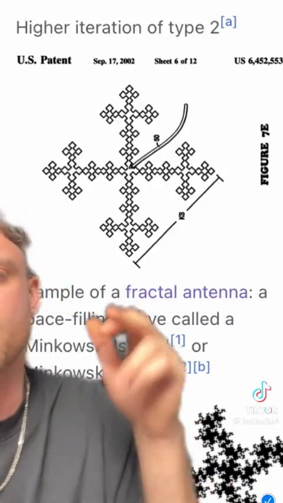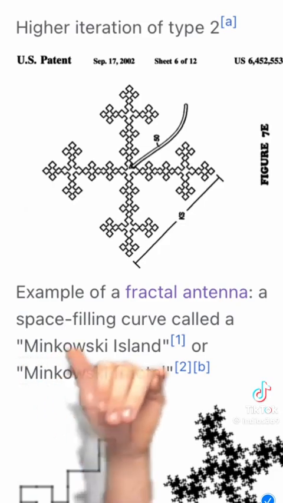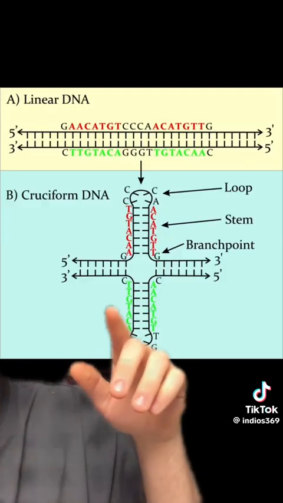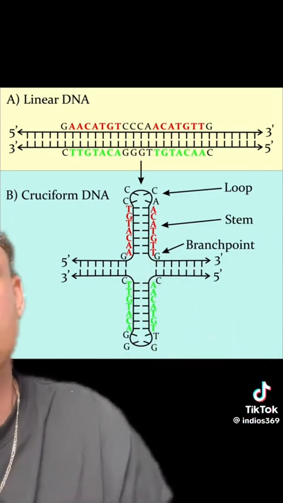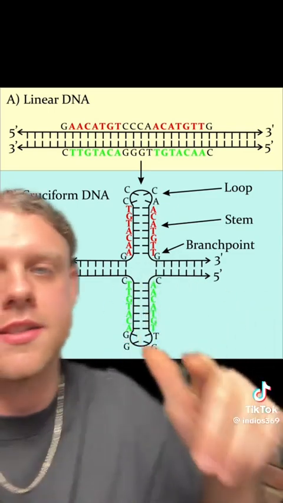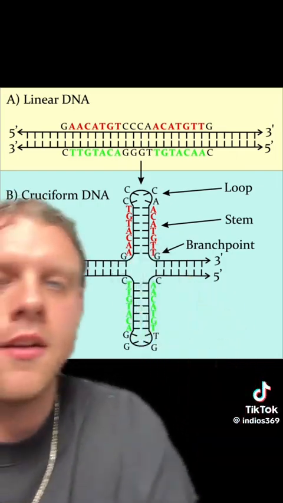Now, this is why when we look at the U.S. patent design for a fractal antenna, we get a cross, okay? And that's where cruciform DNA comes from, because it's all your linear DNA, your two-strand DNA folds into cruciform stacks. This is your connection to Christ right here.